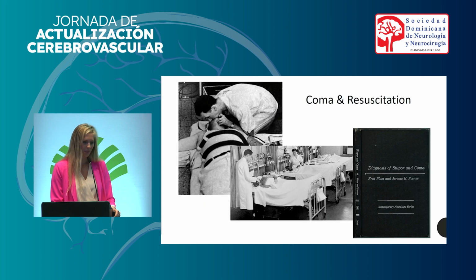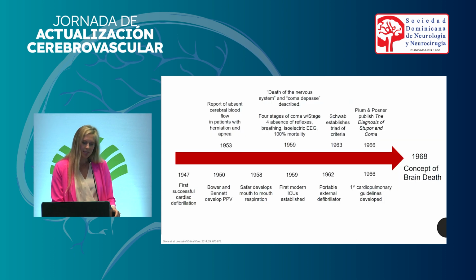So when we think about brain death, we have to think about it in the historical context of how critical care and the ICU evolved, because we couldn't keep people alive until we were able to resuscitate them and put them on ventilators, right? People didn't exist in comas until we actually had intensive care units and were able to keep these people alive. So this is a timeline showing how that process evolved.